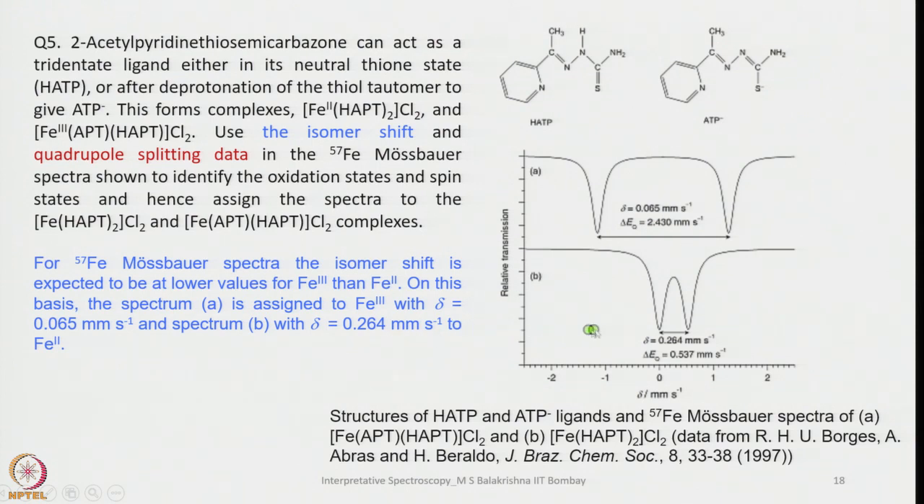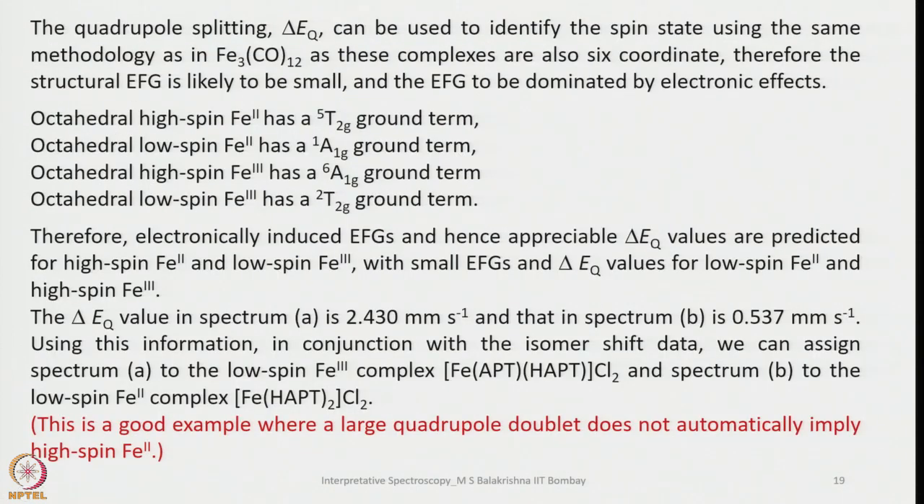And the second one is assigned to Fe2+ having delta equals 0.264 millimeters per second and delta EQ equals 0.537 millimeters per second. So then how it is done, you can see here the quadrupole splitting value delta EQ can be used to identify the spin state using the same methodology as in Fe3(CO)12 we used. As these complexes are also 6 coordinate, therefore the structural EFG is likely to be small and EFG to be dominated by electronic effects.